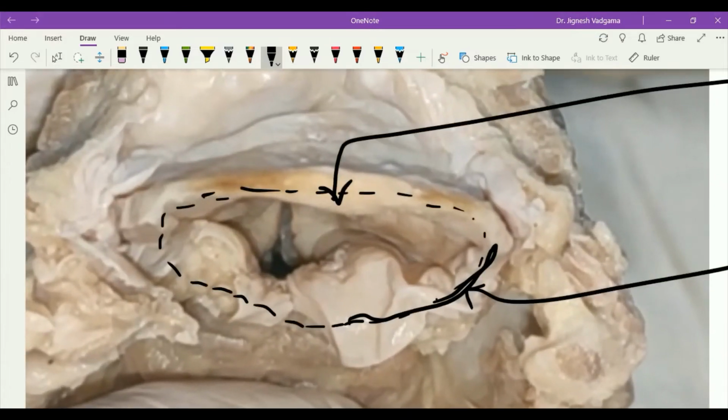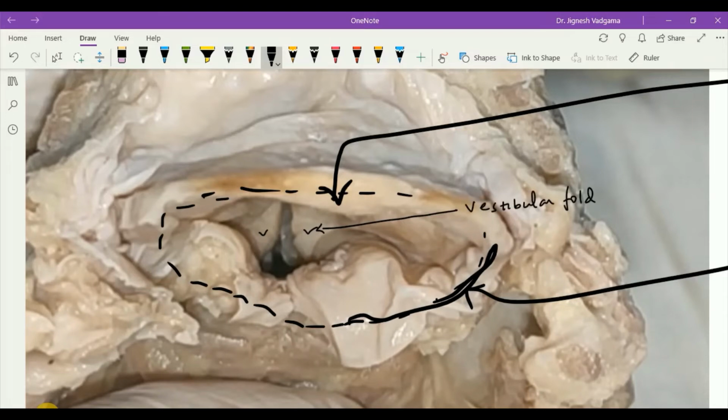When we see inside the laryngeal cavity, we can find the lower free margin of the quadrate membrane, one on each side, and this fold is the vestibular fold. One more fold is present just below the vestibular fold, which is deeper to it, and this fold is called a vocal fold. So the space between this vestibular fold and this vocal fold is called the sinus of the larynx, which extends towards the lateral side to form the saccule of the larynx.